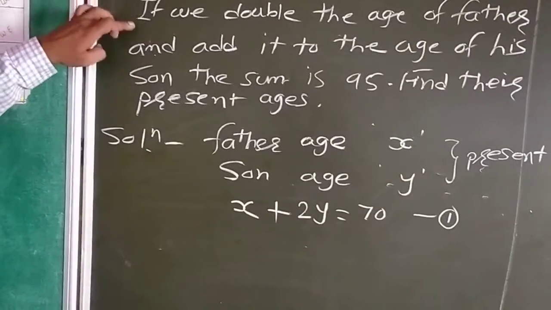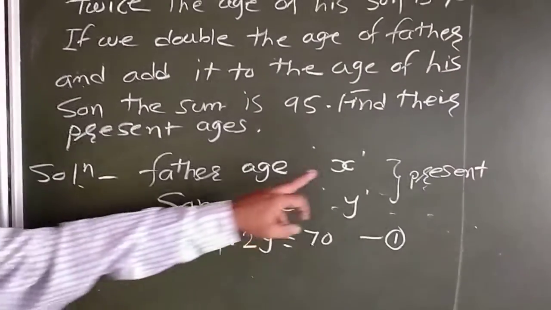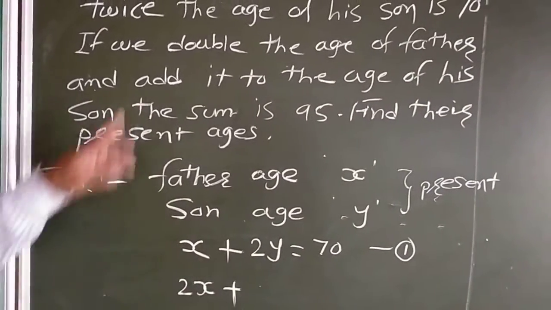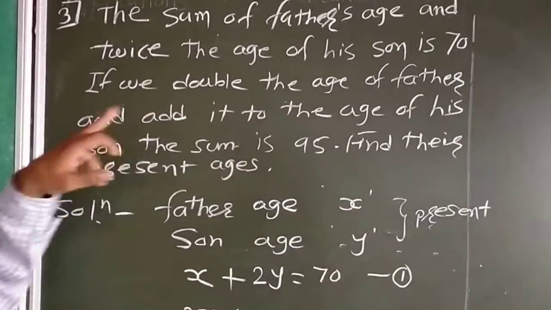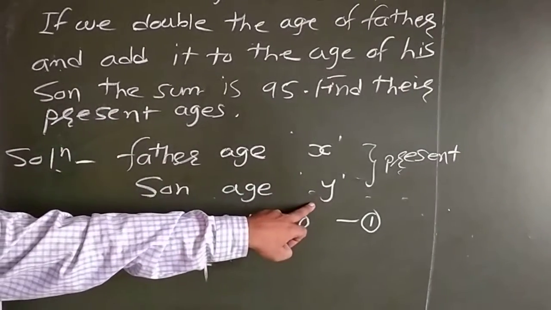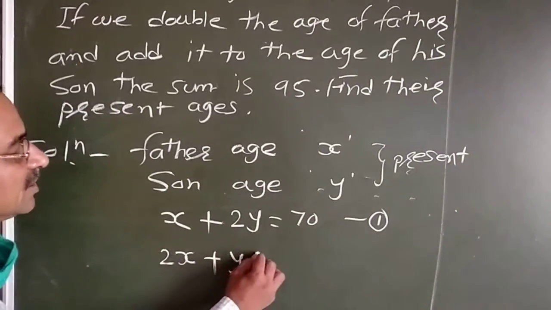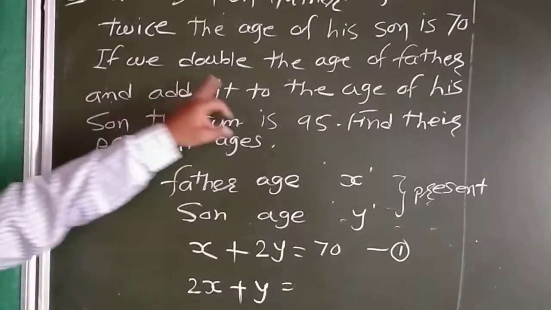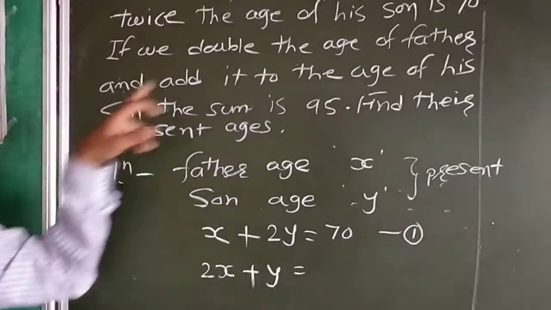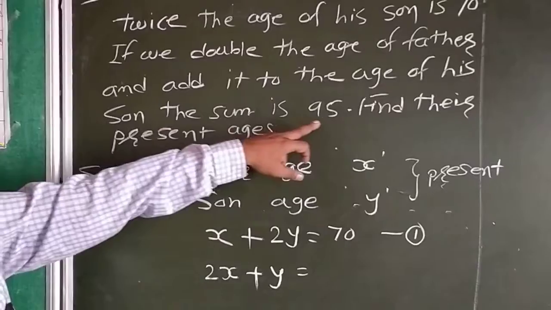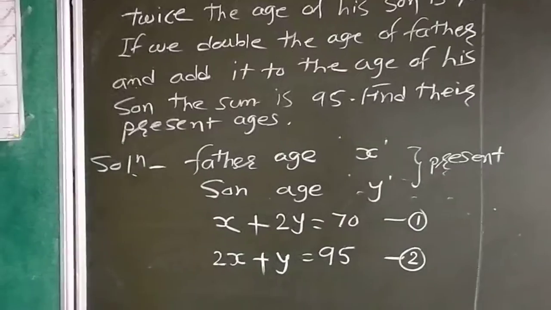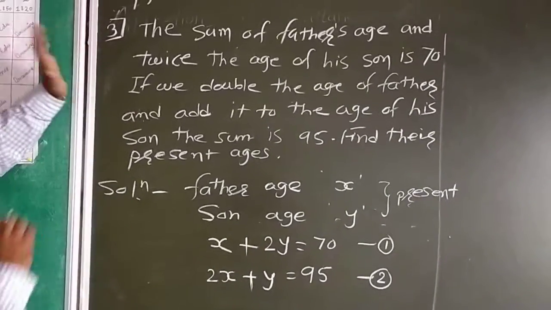Then the second part. If we double the age of the father, the father's age is x, so double means 2x. If we double the age of the father and add it to the age of his son, we consider the son's age as y. So we add it: double means 2x, and add the age of his son, only y, then we get the sum is 95. We get the second equation as per the given sentence.